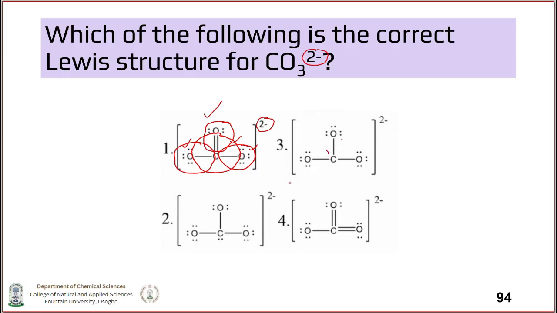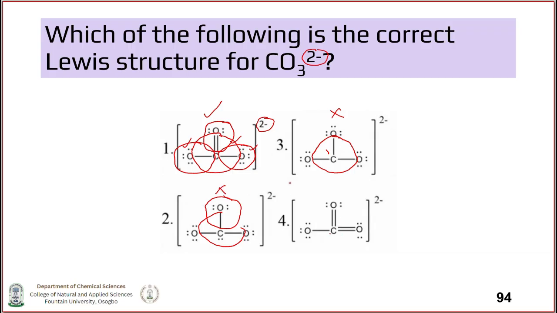For this one, we can easily see that the carbon at the center is not up to 8, it is just 6. So this is a wrong option. For this one, the central atom is correct. But if you count for this oxygen up here, we'll see that this is wrong. There are only 6 electrons around this oxygen, so this is wrong as well.